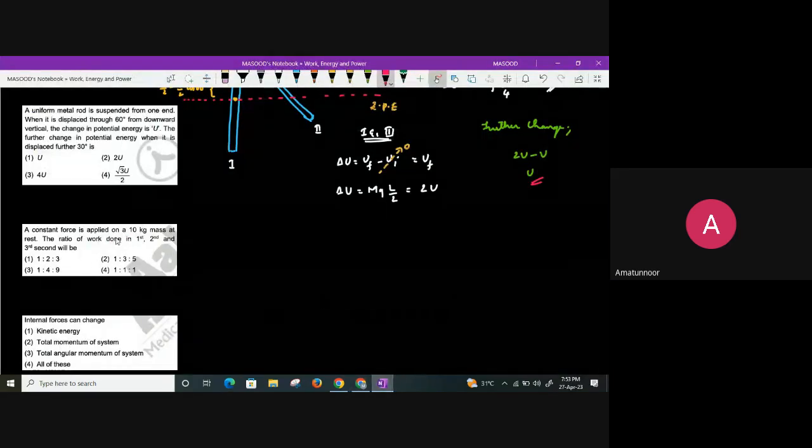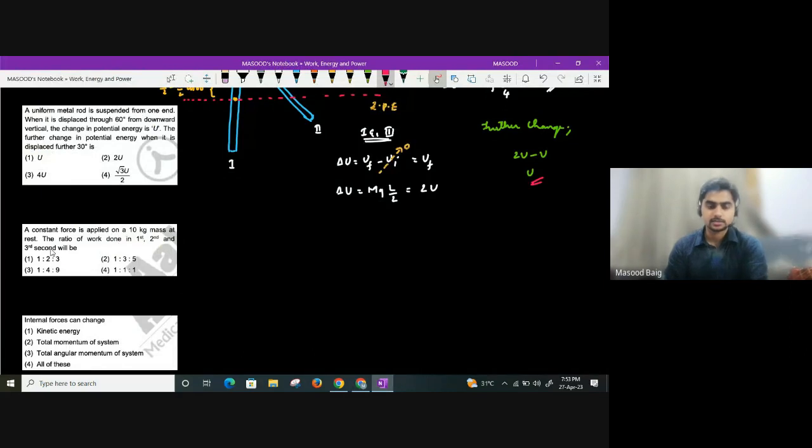A constant force is applied on a 10 kg mass at rest. The ratio of work done in the first second, second second, and third second, they're asking. Okay, what are we applying? A constant force is applied on a 10 kg mass. Let us imagine initially at t equal to 0, what is the speed? The U value will be 0.